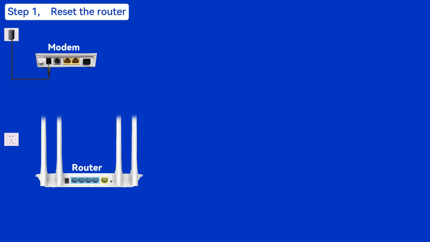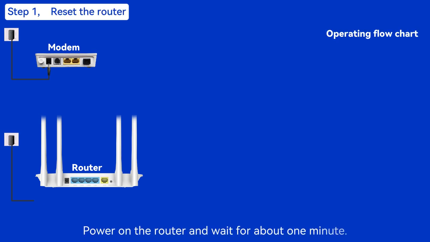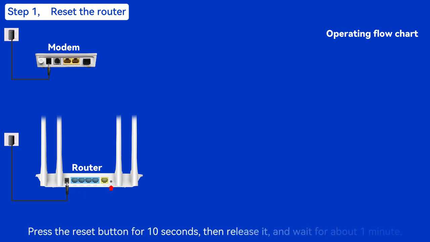Step 1. Reset the router. Power on the router and wait for about 1 minute. Press the reset button for 10 seconds, then release it and wait for about 1 minute.